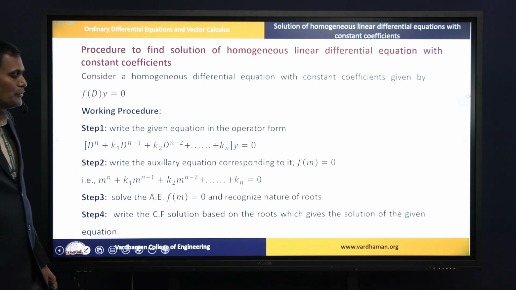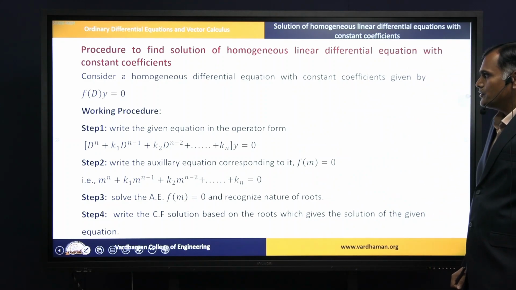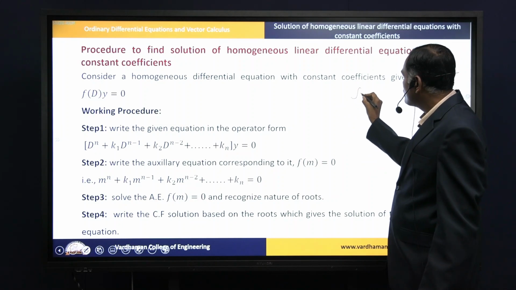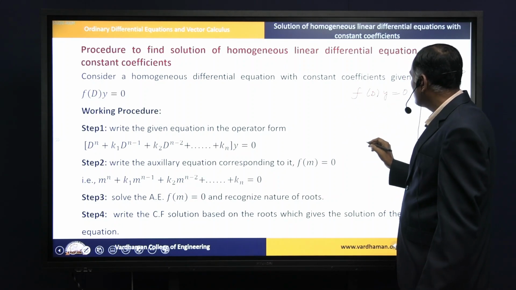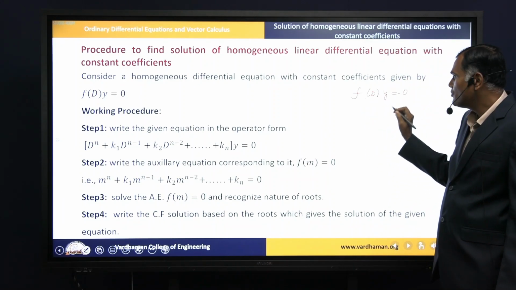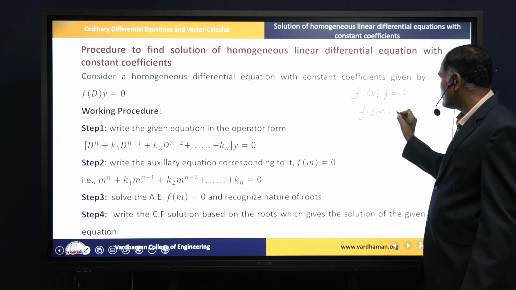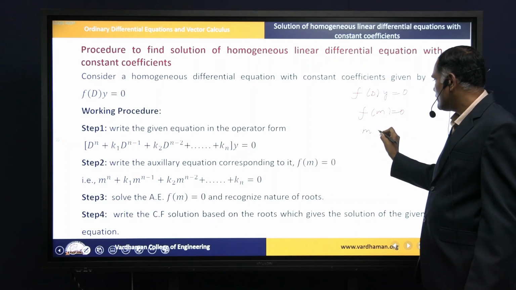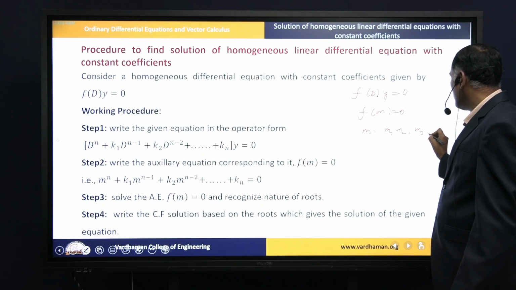Now this is the procedure to find the solution of a homogeneous linear differential equation with constant coefficients. The procedure says like this. Let us say this is the given differential equation. First write down the differential equation in operator form. Then write down the auxiliary equation. Find the roots of this auxiliary equation. Let us say the roots are m1, m2, and so on, mn.